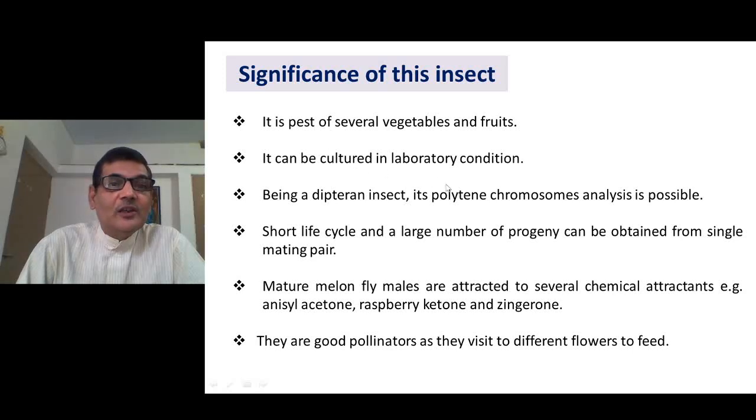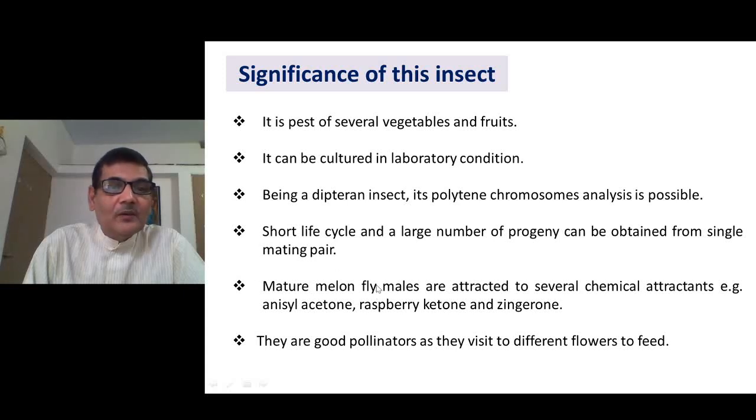And it can be cultured in laboratory conditions, and some people culture it for larval purpose. These larvae are used to feed fishes and other animals, so that way it can be used for other purposes also. Being a dipteran insect, its polytene chromosome preparations can be done, and all sorts of chromosomal aberrations or things related to polytene chromosome observations can be performed. Then it possesses a very short life period, and it produces a large number of progeny, so it can be used for studying genetical aspects.